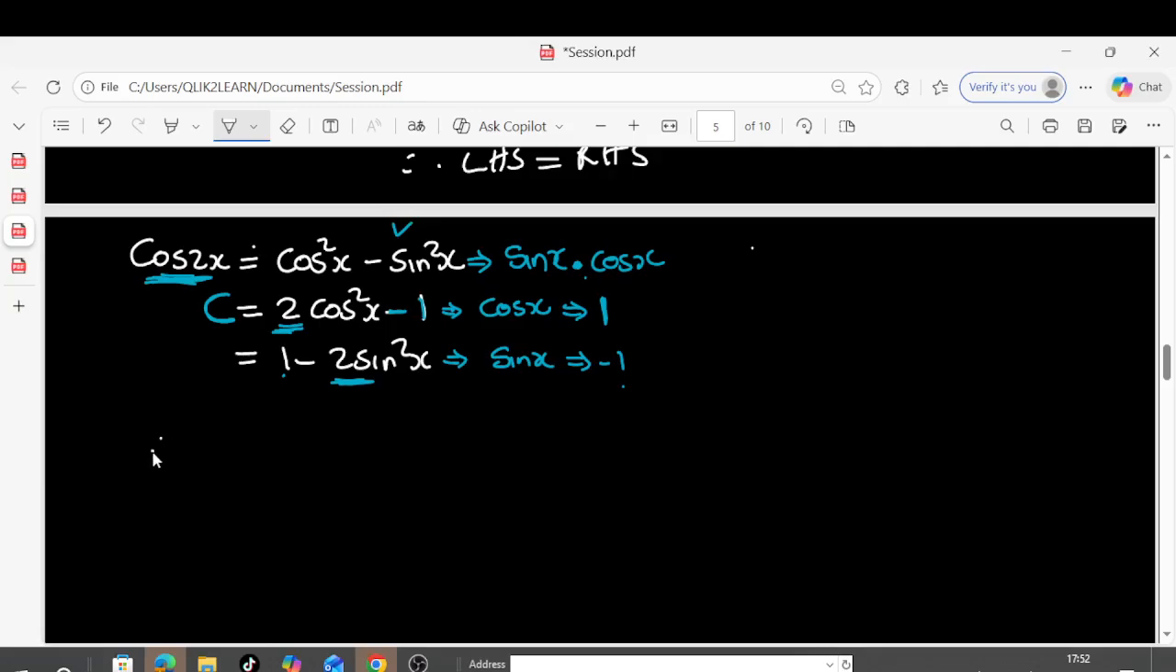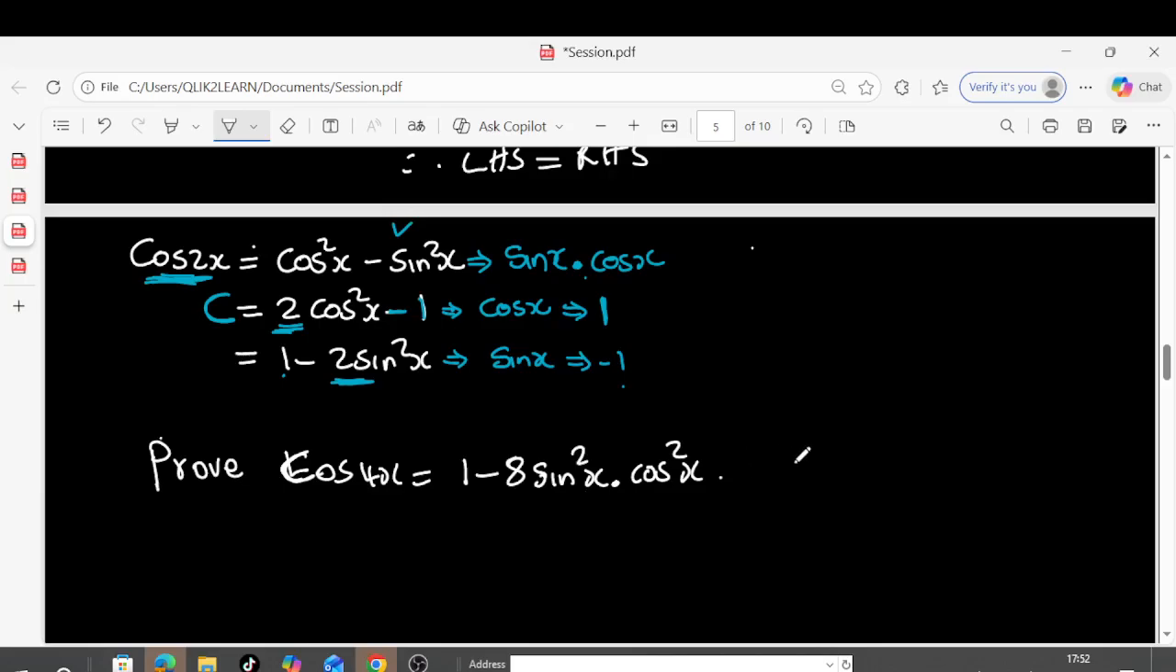So they want us to prove that the cos of 4x is equal to 1 minus 8 the sine squared times the cos squared x.